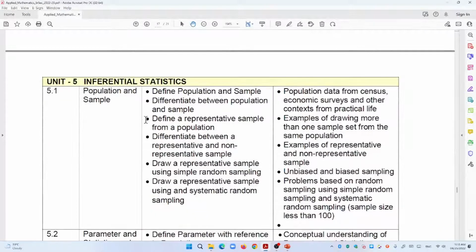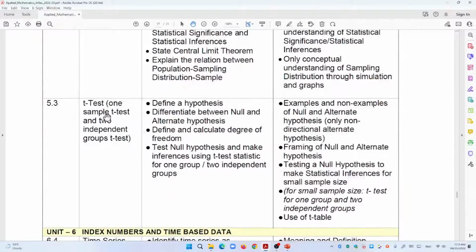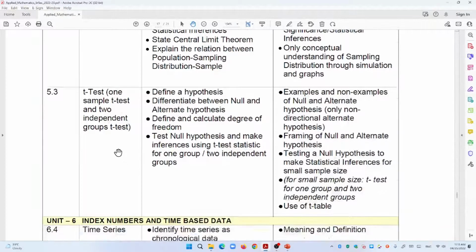Next we have the fifth unit, which is Inferential Statistics. First topic is population and sample, and next we have parameter and statistic and statistical inferences. And finally we have t-test. It consists of one sample t-test and 2 independent groups t-test. It is for small sample size.